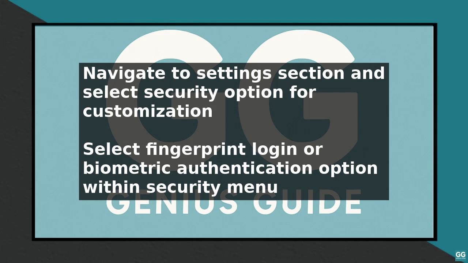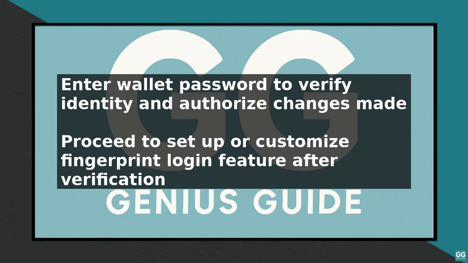If your device supports fingerprint scanning, you will be guided through the process of registering your fingerprint. Follow the on-screen instructions to successfully enroll your fingerprint. After enrolling your fingerprint, you can test the fingerprint login feature by locking and unlocking your wallet. If the feature is working correctly, you should be able to access your wallet using your fingerprint.